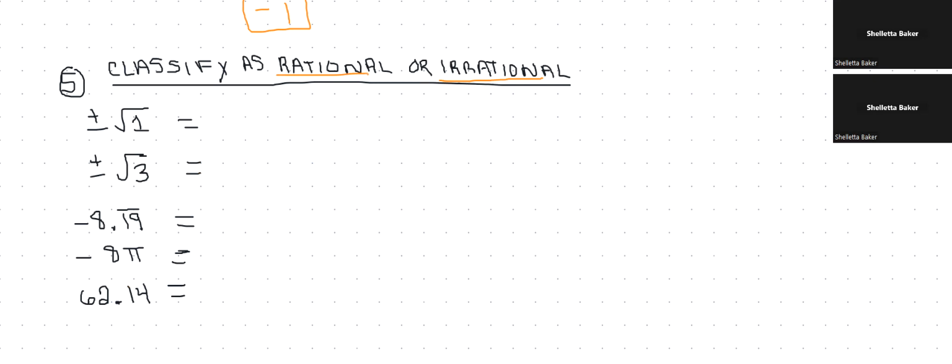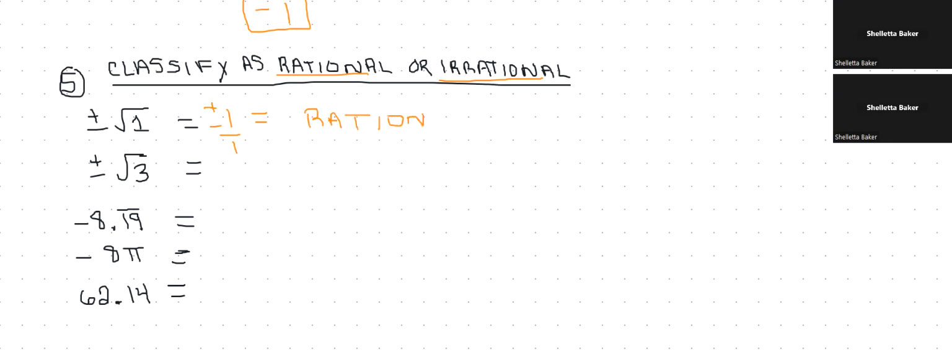If you were to calculate the square root of 1, you get 1. So plus or minus 1, that would be a rational number, because we can write 1 as a fraction. We can put 1/1. Therefore, the first example, plus or minus square root 1, is going to be rational.